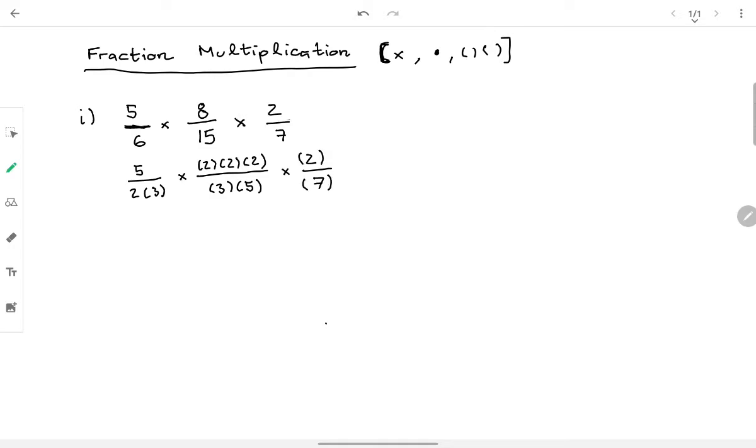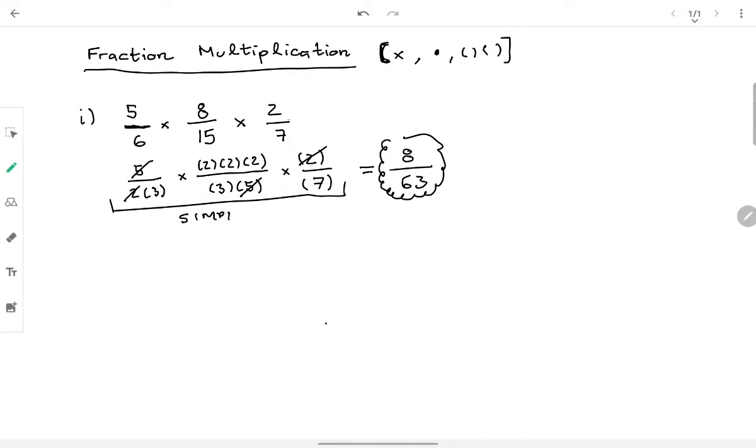So let's see. We can eliminate this 2 with this 2. Maybe this 5 with this 5. So in the top part we will have 8 over, in the bottom part, 9. 3 by 3 it's 9, multiplied by 7 it's 63. So our final answer, that we know it's simplified because we did the simplification here. If we do the simplification first, remember, it will give us the result simplified. So that's our final answer.